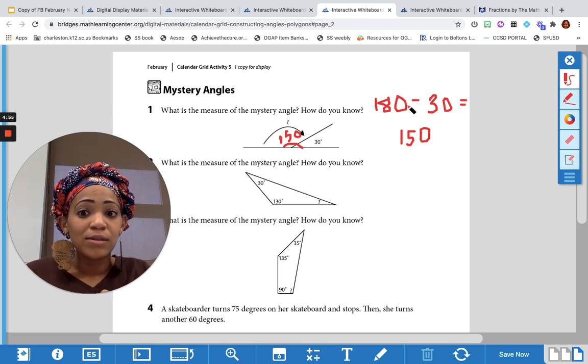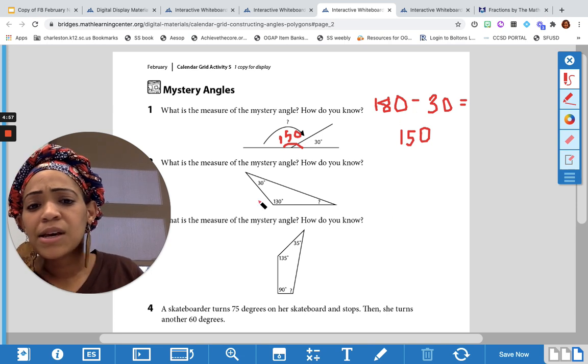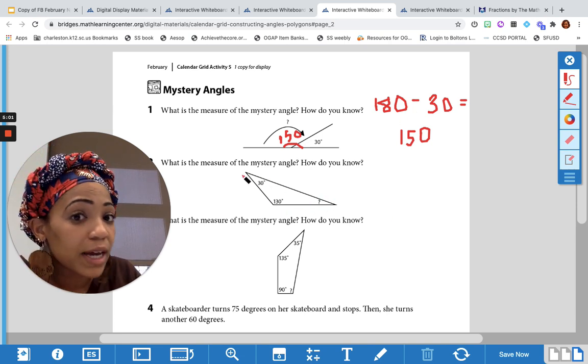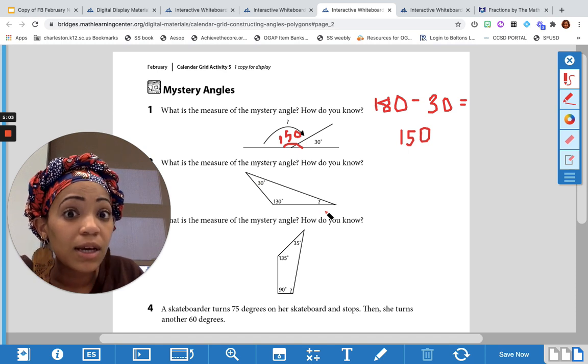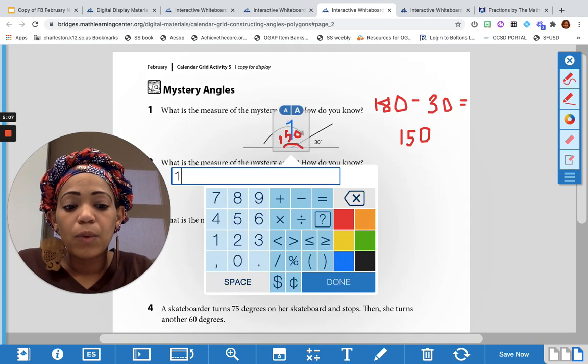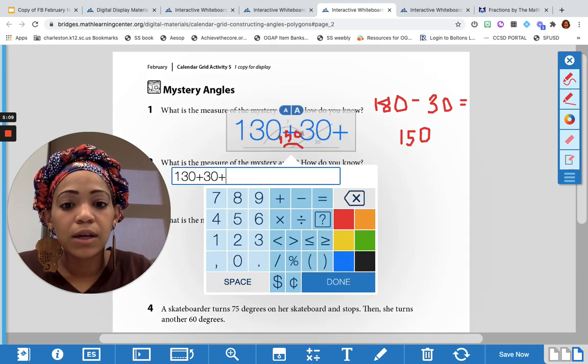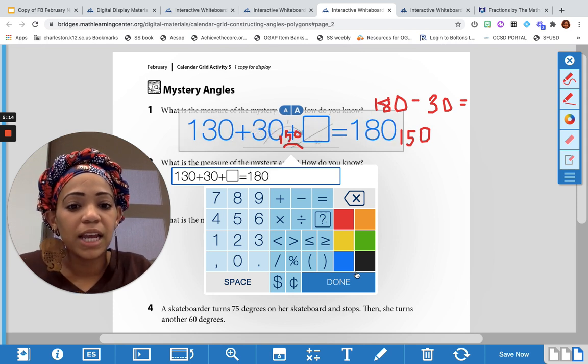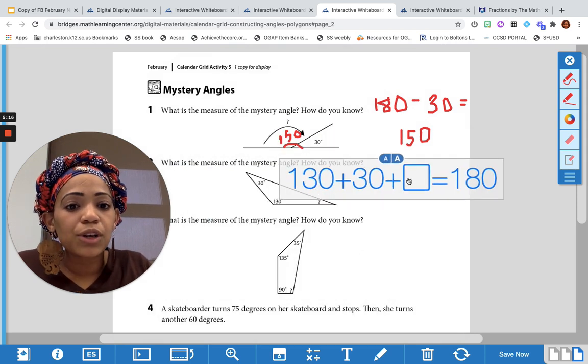Moving right along to number 2. What's the measure of this mystery angle? Do you remember how many degrees a triangle adds up to? 180 degrees. So that means I need 130 plus 30 plus something is going to equal 180. What is 130 plus 30?